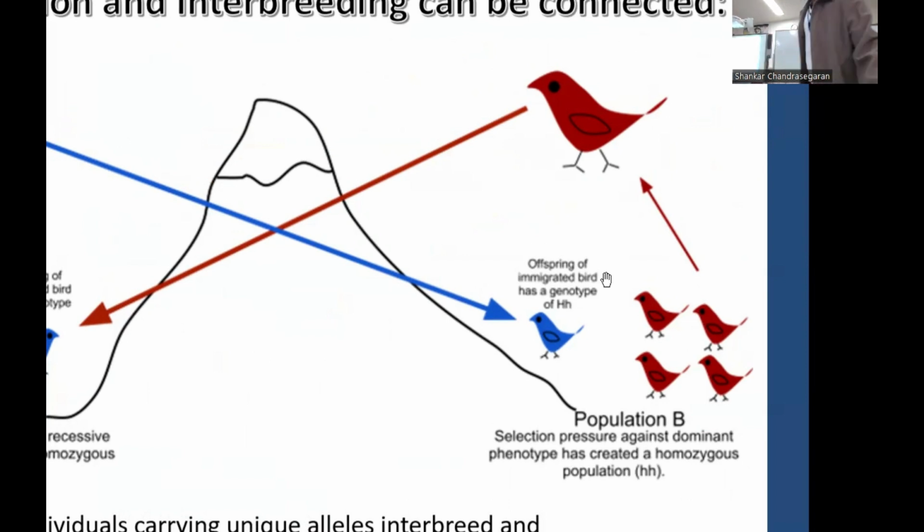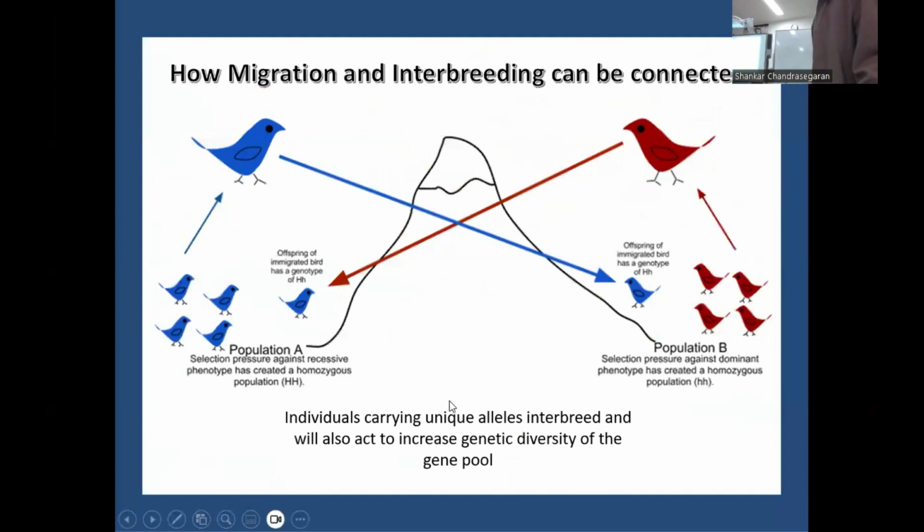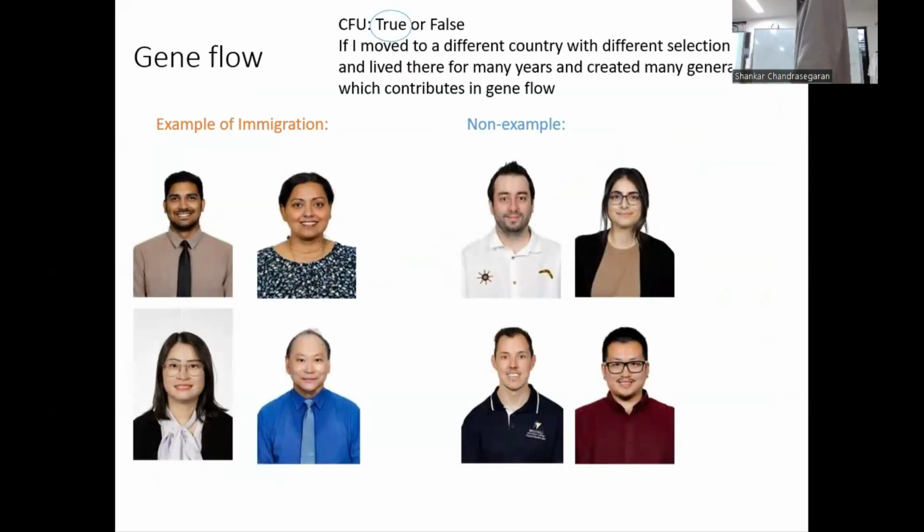So essentially, interbreeding is when individuals carrying unique alleles interbreed and act to increase the genetic diversity of the gene pool. Essentially, think about this.